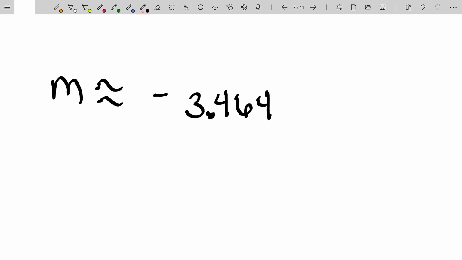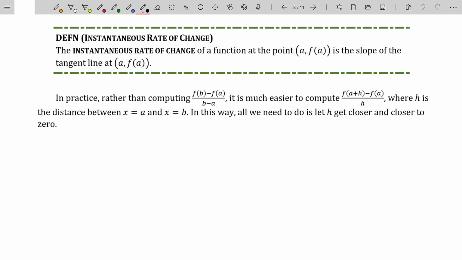Now remember, in the previous video, we talked about the average rate of change, and the average rate of change was just the slope of the line connecting 2 points on a curve. It was the slope of the secant line. In this case, we're going to talk about the instantaneous rate of change. The instantaneous rate of change of a function at some anchor point a, f of a is the slope of the tangent line at a, f at a.